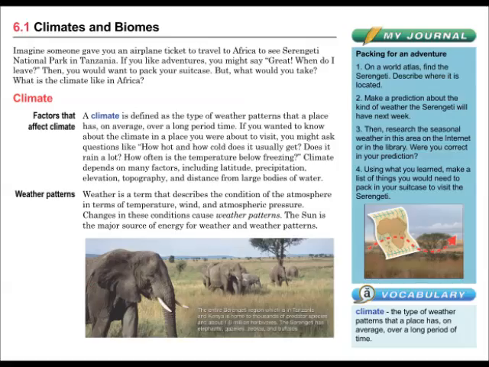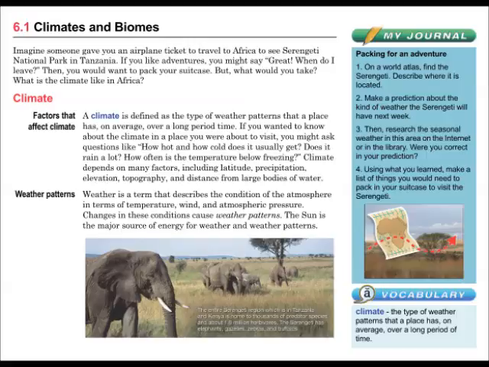Biomes. Imagine someone gave you an airplane ticket to travel to Africa to see the Serengeti National Park in Tanzania. If you like adventures, you might say, "Great! When do I leave?" Then you would want to pack your suitcase, but what would you take? What is the climate like in Africa?